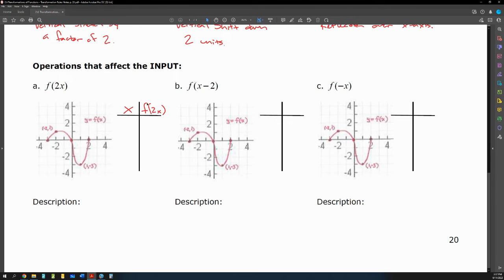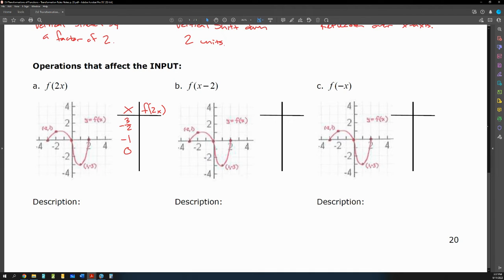So what x value do I need to double to get to -3? The answer is -3 halves. If I double -3 halves, then I land on -3. For -2, what number do I have to double to get to -2? The answer is -1. 0 stays the same.